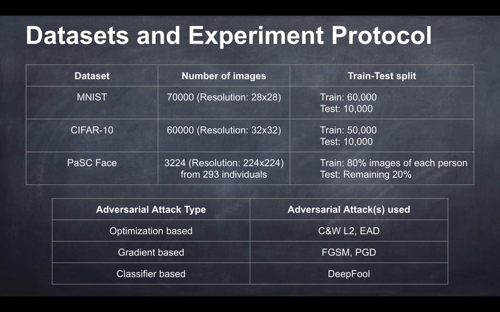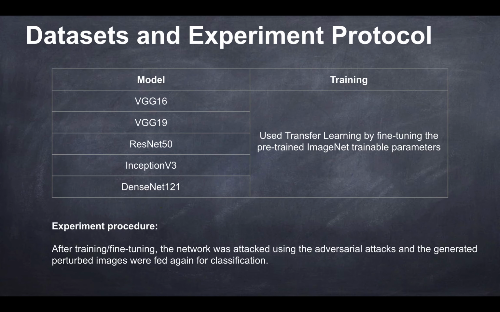The proposed defense mechanism has been tested on MNIST, CIFAR10, and PaSC datasets, and it has been tested against the listed optimization, gradient, and classifier based adversarial attacks. We use many state of the art CNN architectures as listed in the table. We test our proposed defense layer by first fine tuning the network with our dataset, followed by attacking the network with and without the defense layer, and then feeding the generated adversarial samples back to the previously attacked network.